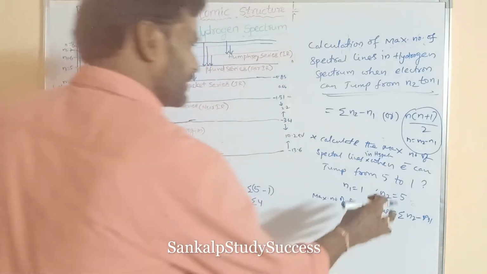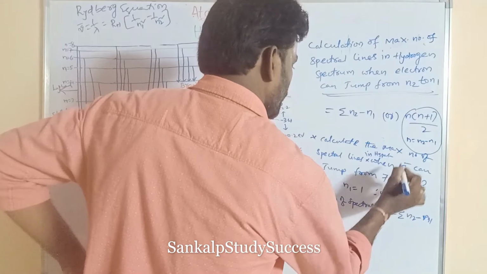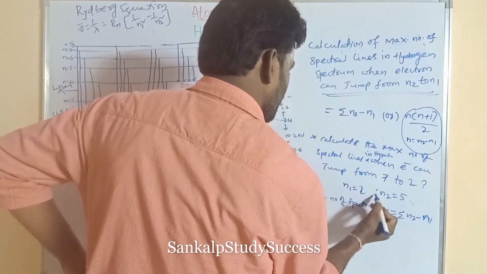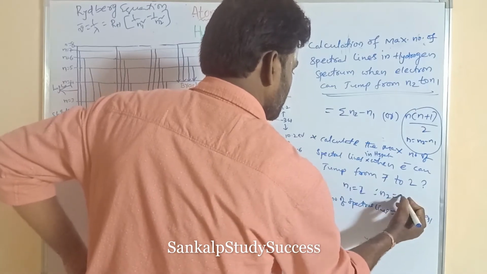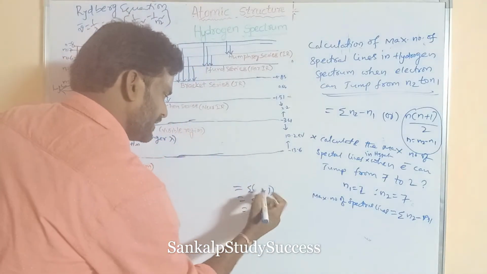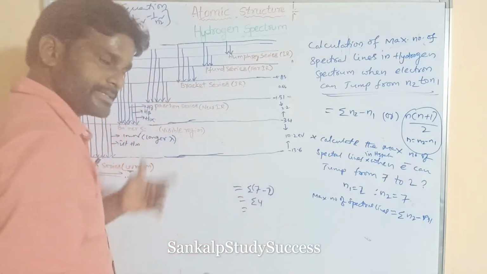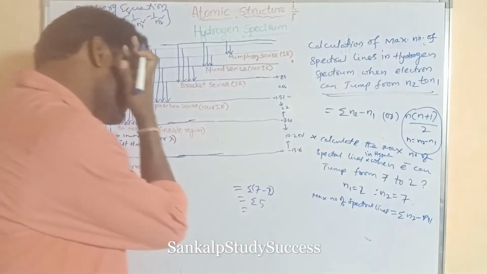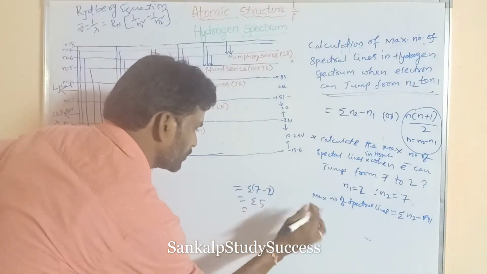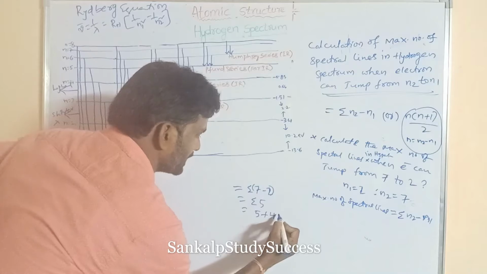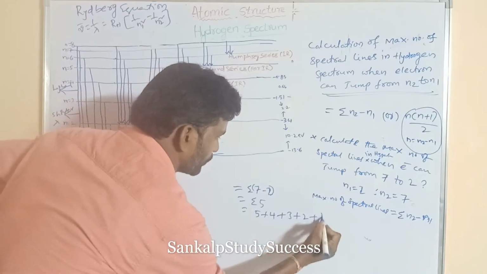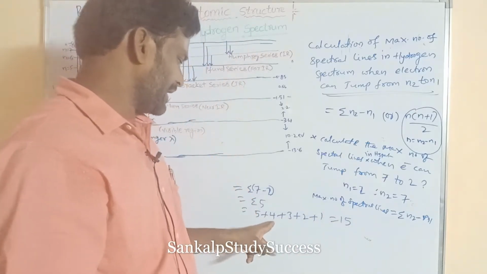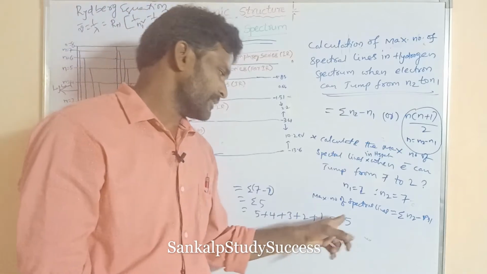Sorry, here we take 7 to 2 in this sum. 7 to 2 means n1 can be taken as 2 and n2 can be taken as 7. So 7 minus 2 means 5. Sigma means the sum from this number down to 1. So 5 plus 4 plus 3 plus 2 plus 1. 5 plus 4 is 9, 9 plus 3 is 12, 12 plus 2 is 14, 14 plus 1 is 15. So the total is 15.